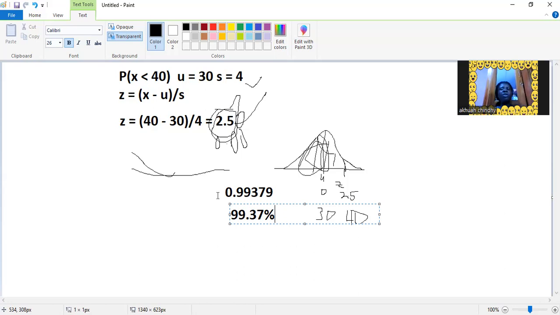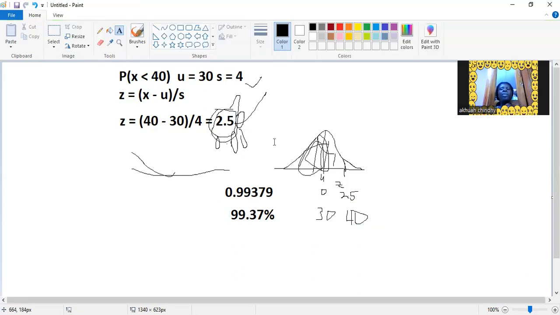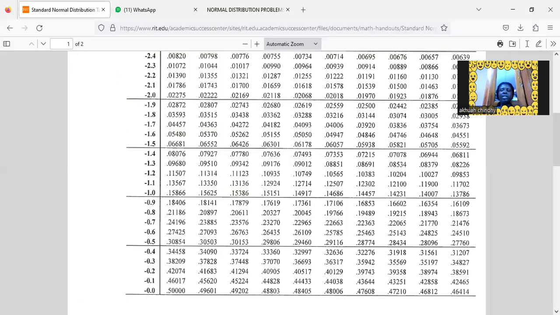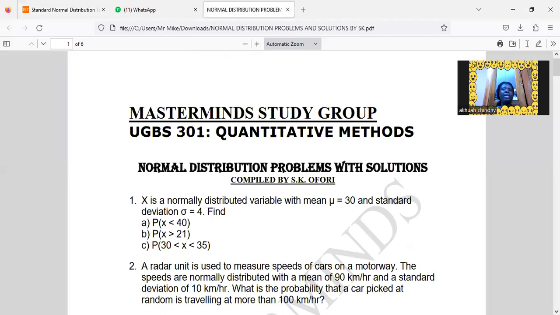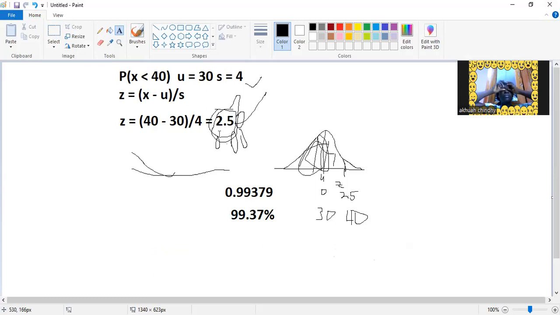But sometimes you might not be given both tables, you might be given only one table. So that's where the issue comes in. You get it? So let's say this one, we got 2.5, but we're not given the positive table, but we're given the negative table. So this is how the negative table looks. So this is the negative table, and then there's our question. Sorry. We got 2.5, but then we have a positive table and a negative table.